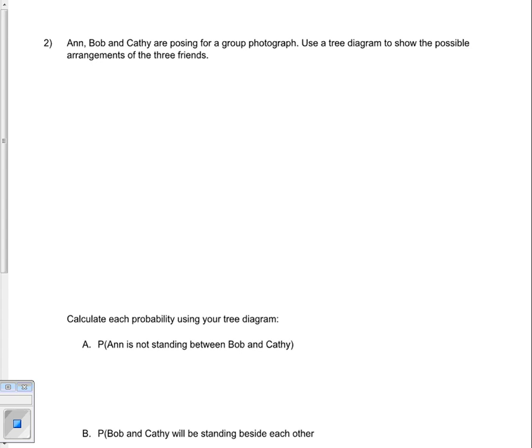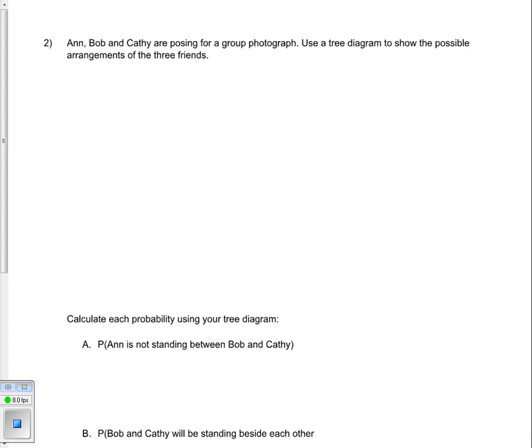Next example warm-up piece that we're going to take a look at, we're going to use a tree diagram to determine the placement of 3 people in a photograph. Anne, Bob, and Kathy are all posing for a group photo, and it's asking us to use a tree diagram to show the possible arrangements or seating combinations for these 3 particular people.